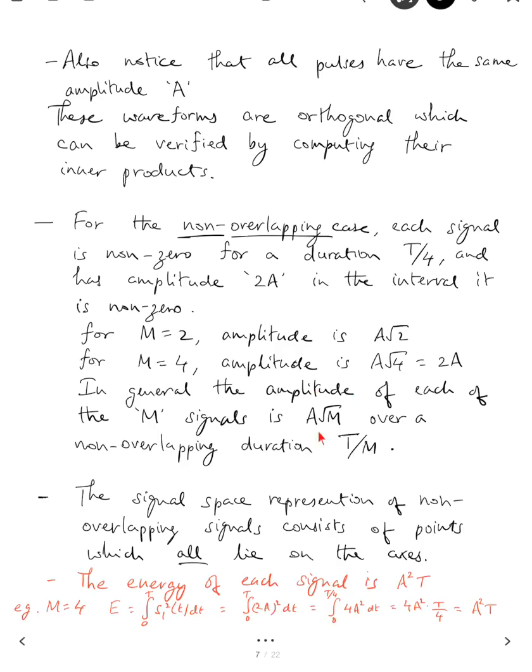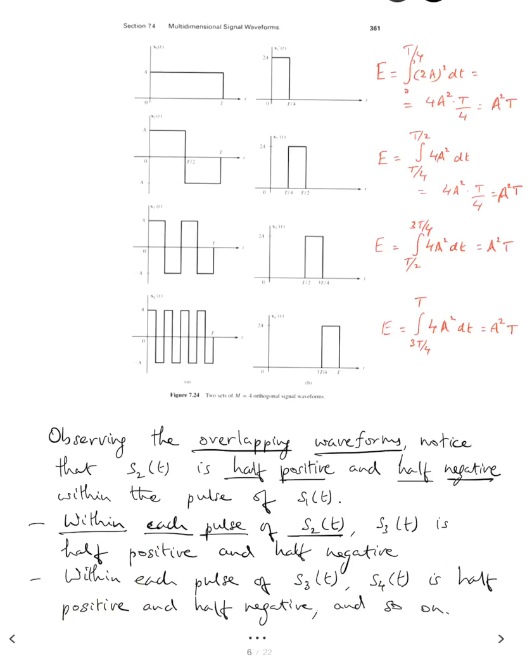But all of them will have the same amplitude, A root M, and hence they will all have the same energy. I put the calculations of the energy here. The energy of each signal is the integral of s squared of t dt. The value is 2A squared, and it exists only for an interval of T by 4. So they all have the same energy, which is A squared T.